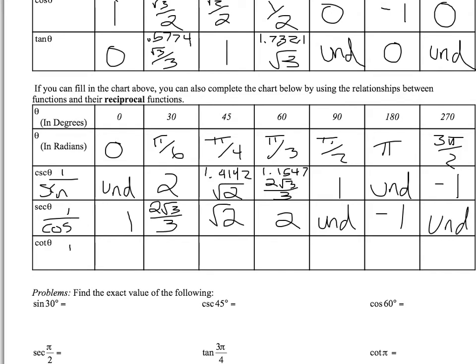For cotangent, the way we type it in is 1 over tan. 1 over tan of 0, or cotangent of 0, is undefined. Cotangent of 30 is radical 3. Cotangent of 45 is 1. Cotangent of 60 is radical 3 over 3. Cotangent of 90 is 0. Cotangent of 180 is undefined. And cotangent of 270 is 0.